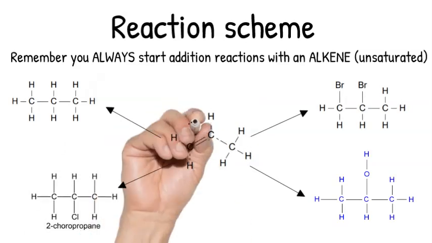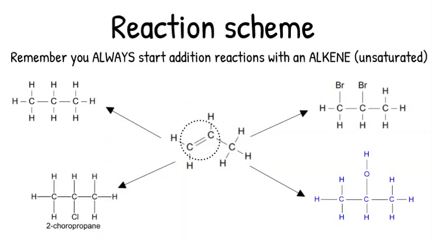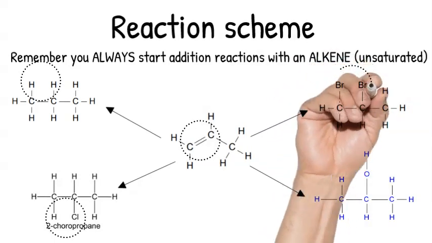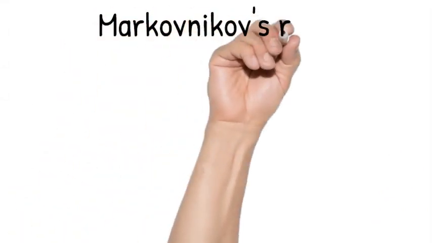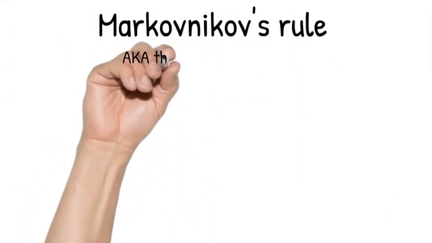So going from the carbon-to-carbon double bond to the top left product, we've added 2 hydrogens here, so H2. Down the bottom here, we've added an H and a Cl to those 2 double bonded carbons. Up the top, 2 Br atoms. And down here, an H and an OH, or water. Try and focus on the same mechanism, breaking that carbon-to-carbon double bond and adding something to each previously double bonded carbon. Lastly, we need to look at Markovnikov's rule.